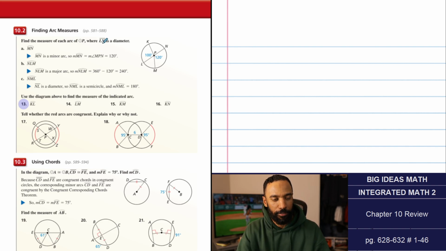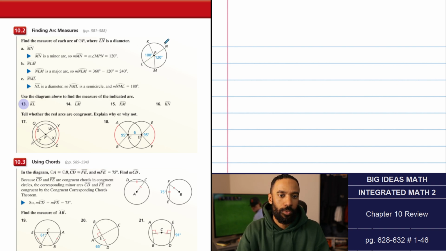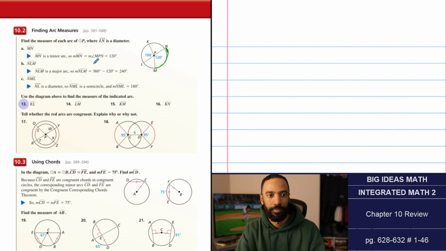They mentioned this diameter for this example. LN is a diameter, which is important to state. It's a straight angle of 180 degrees. This makes a semicircle, which means that's 180 degrees as well. So we're going to use some of that information to answer some of these. They need the measure of arc MN. This will be 120 degrees because its central angle is 120. So that's what they show there.